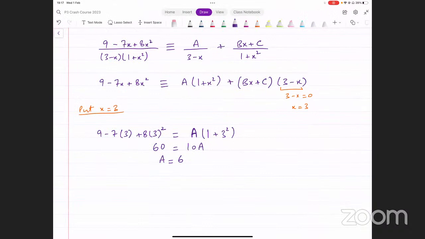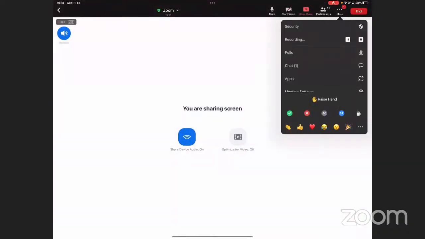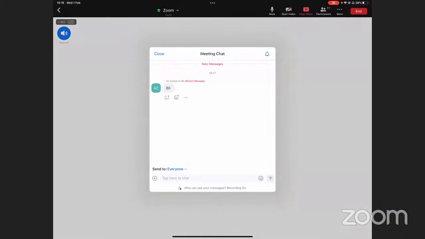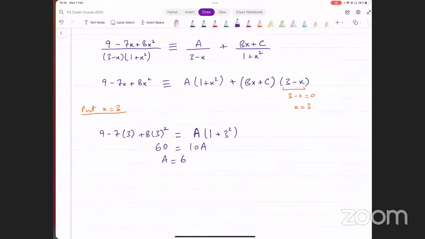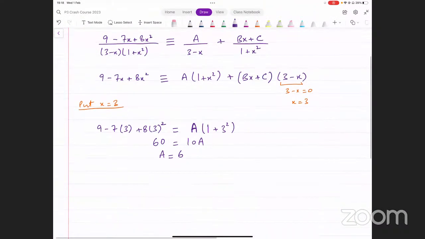Okay, let's look at the chat box there. Okay, all right. So we've got the value of a that equals 6. Now, what else can we make 0? Do we have any other brackets left? There's no other bracket left. So what do we do now?